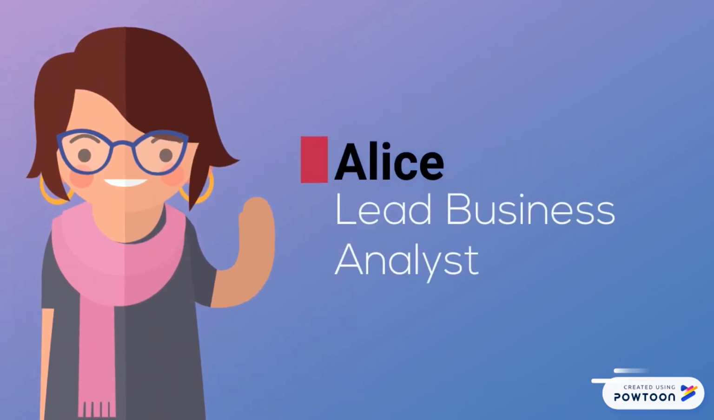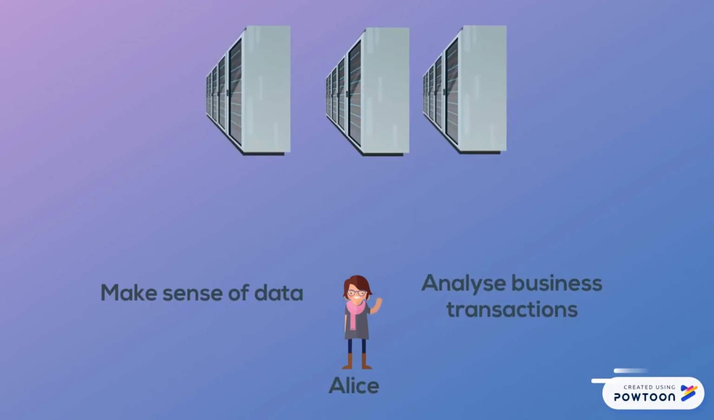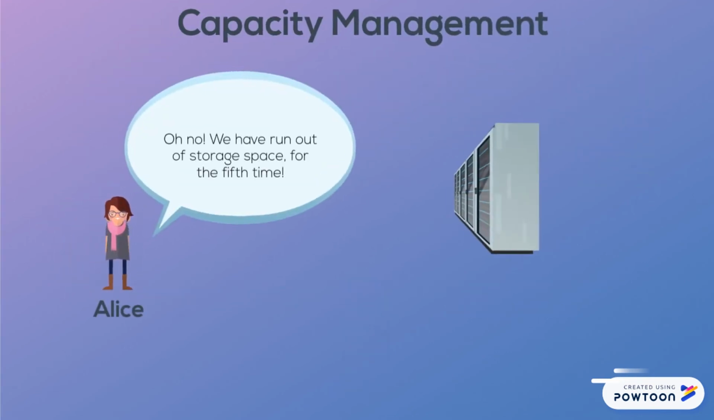She is the lead business analyst of the organization. She performs analytics from the transactions that are stored in the company's database to make sense of the data. However, as there are always new transactions coming in, occasionally the server will run out of space. Capacity management comes into play when managing this sort of limitations, ensuring that Alice never gets held back from her work due to storage space constraints.